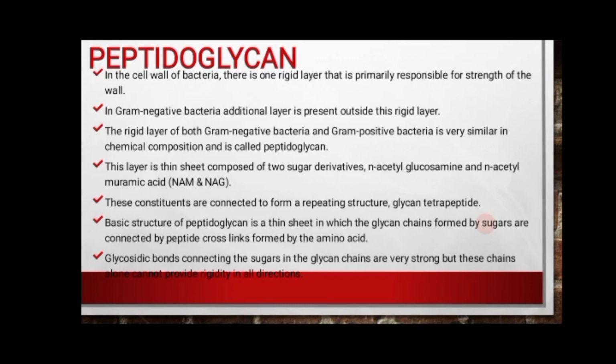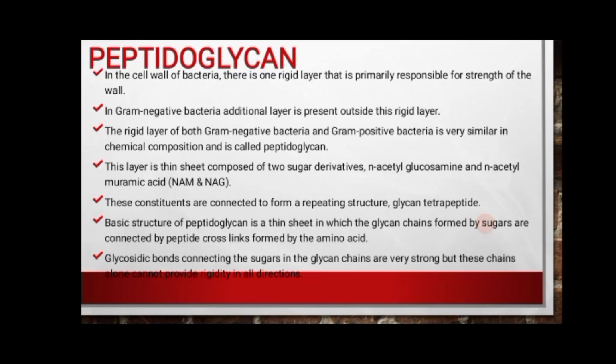This layer is a thin sheet composed of two sugar derivatives named N-acetylglucosamine and N-acetylmuramic acid. In short, they are NAM and NAG. These constituents are connected to form a repeating structure, the glycan tetrapeptide.